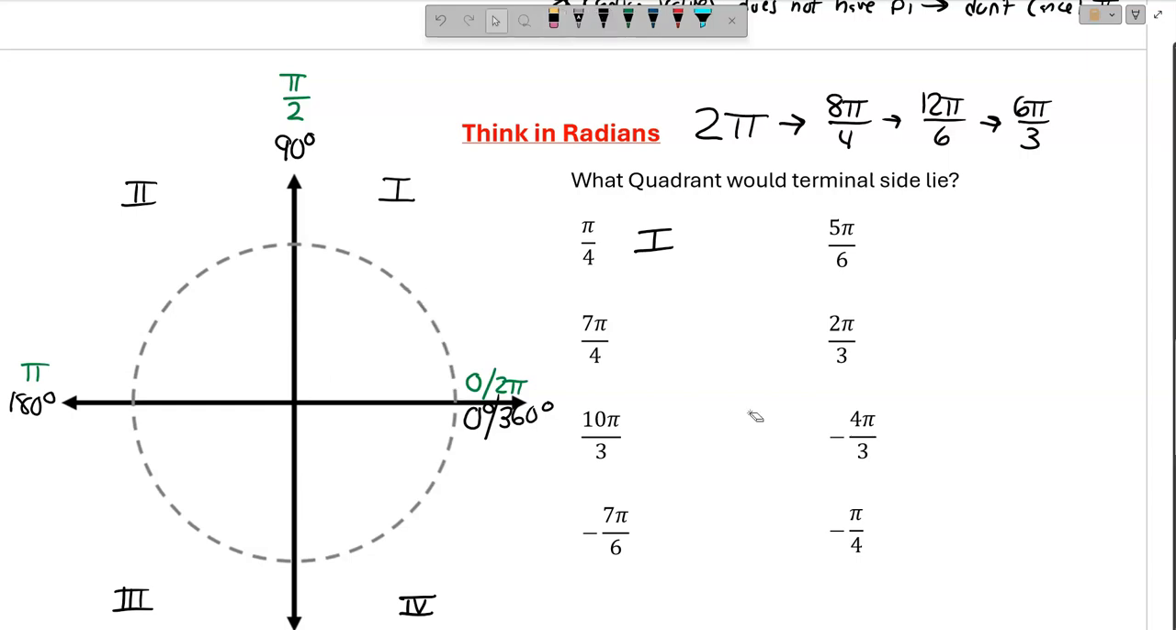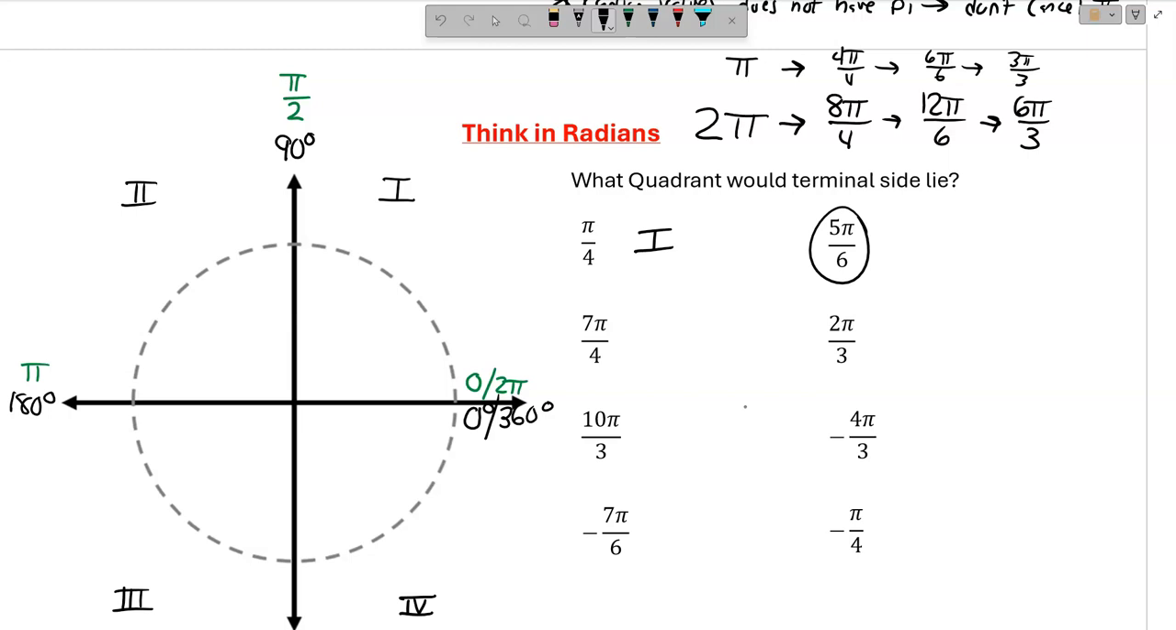So let's keep using that idea. The next one we have is 5/6 pi. Now let's think about this. 5/6 is 1/6 smaller than 6 over 6. 6 over 6, of course, is 1 pi. So maybe another thing to think about to help get your mindset here: 4 over 4, 6 over 6, 3 over 3. Well, that's going to be the 180 equivalent. So it looks like 5 pi over 6 is just going to be slightly short, somewhere around there, of 180 degrees or pi radians.